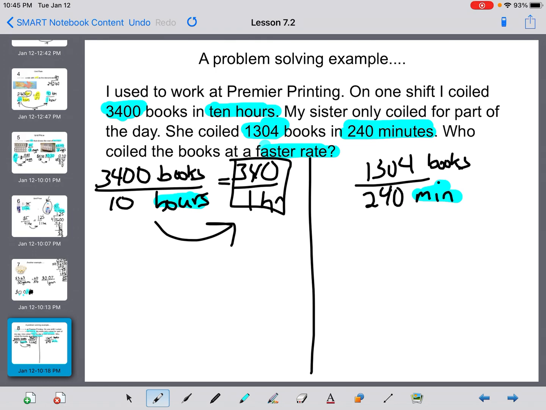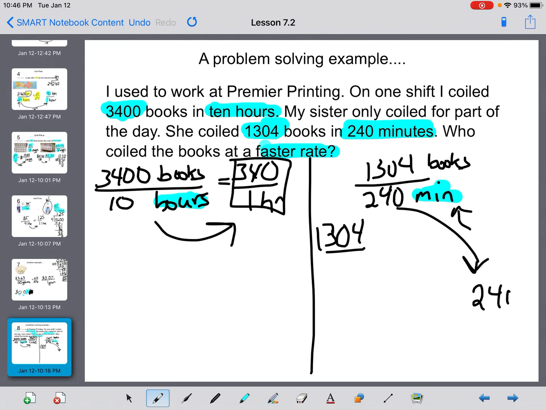So now let's take a look at my sister. Notice that I pointed out that we're working with minutes. And because we want to compare, often we say apples to apples or the same thing to the same thing, we want to actually know how many books she did in 1 hour. We want to have the same unit rate or the same denominator. So I'm going to say, the number of books that she did didn't change.